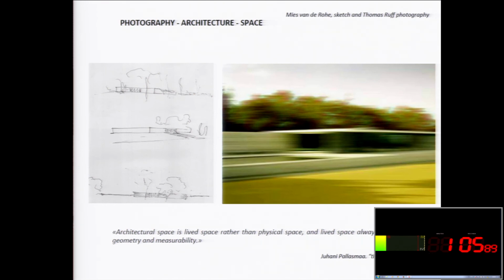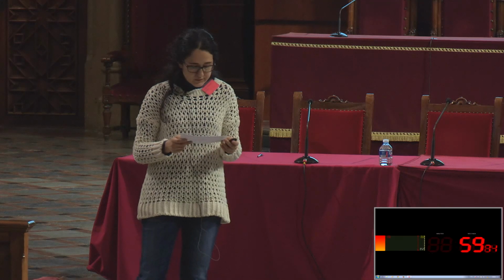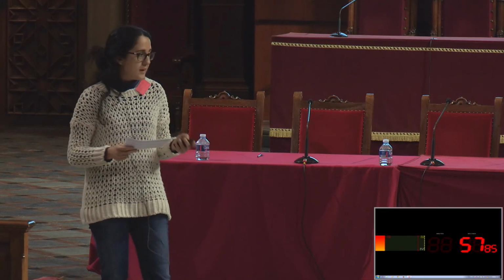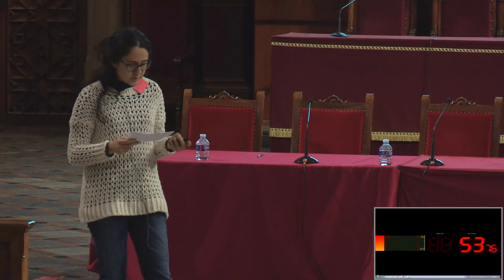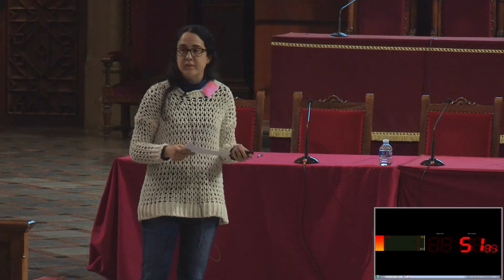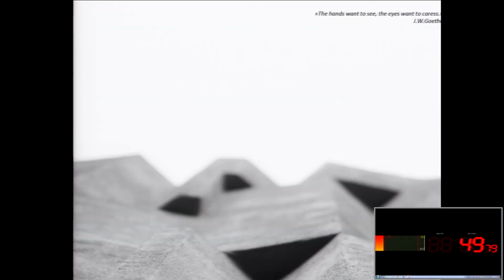What I'm trying to find in my thesis is the limits, the boundaries between architecture and photography, and the way they understand the space. As Pallasmaa says, architectural space is lived space rather than physical space, and lived space always transcends geometry and measurability.